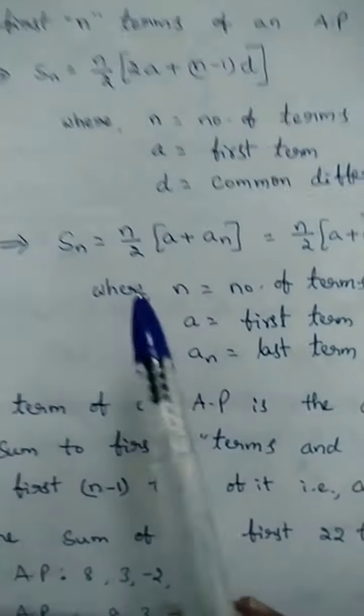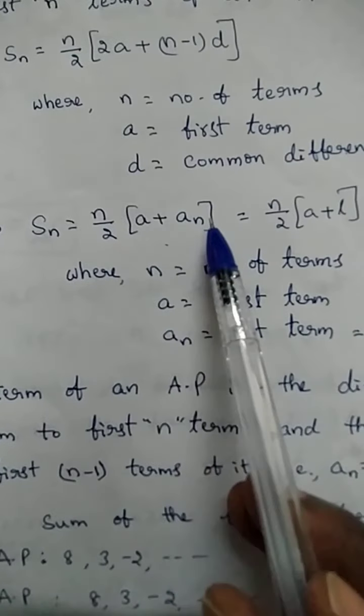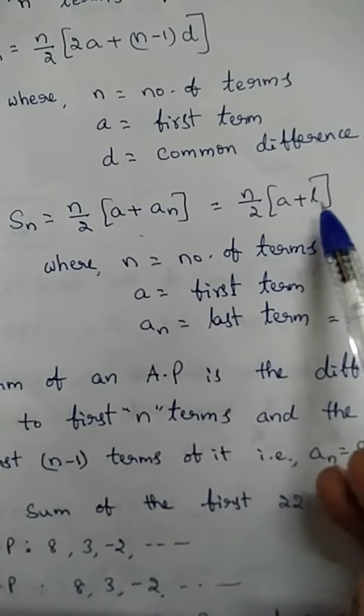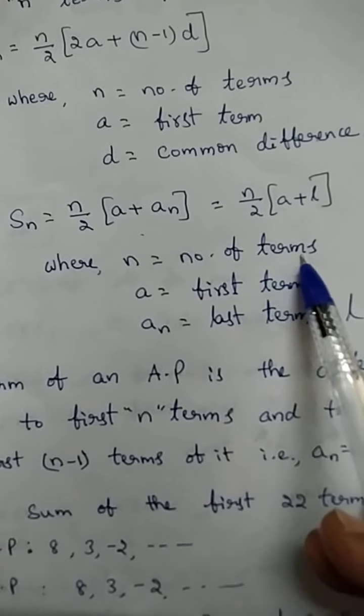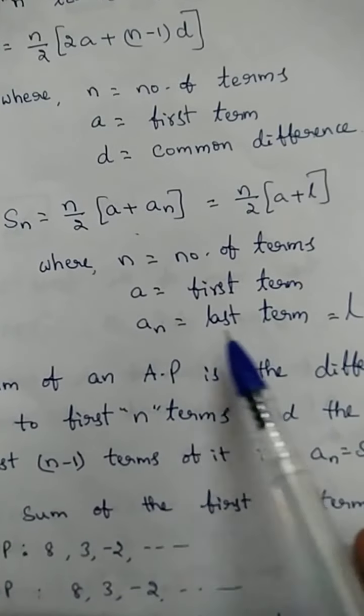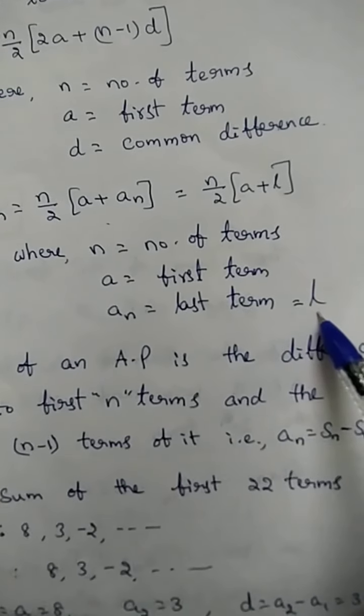So Sn is equal to n by 2 into a plus an, where n is the number of terms, a is the first term, and an is the last term, which is also denoted by the letter l.